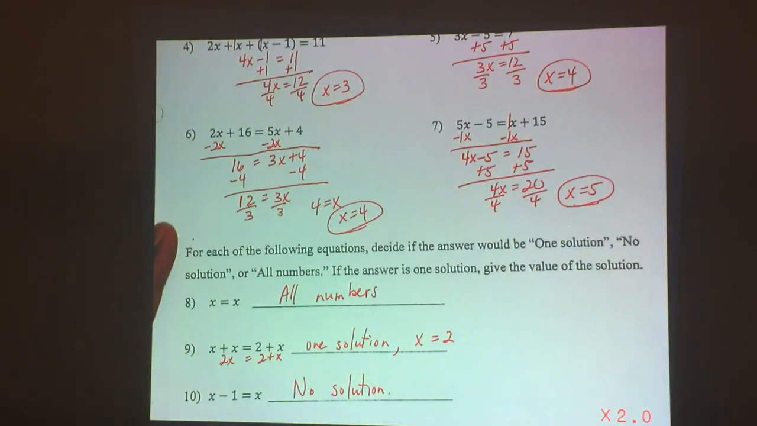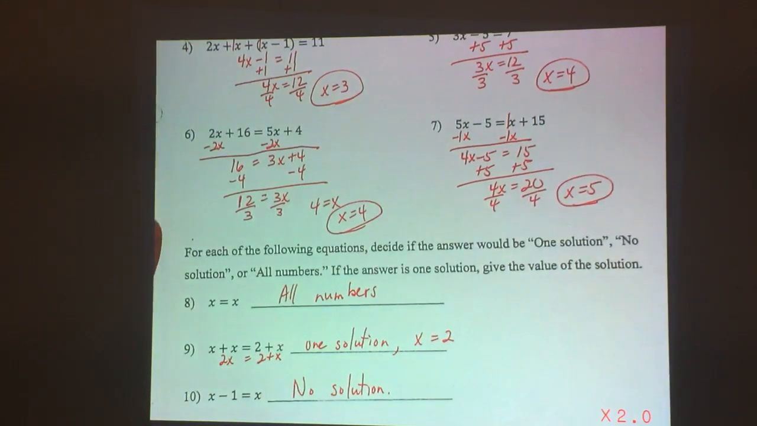Oh, and by the way, if you look on Jupiter, I will not be collecting packets anymore. I will just be collecting homework on a daily basis, and then you're going to be taking your quizzes through Juno. All right? All right, guys.